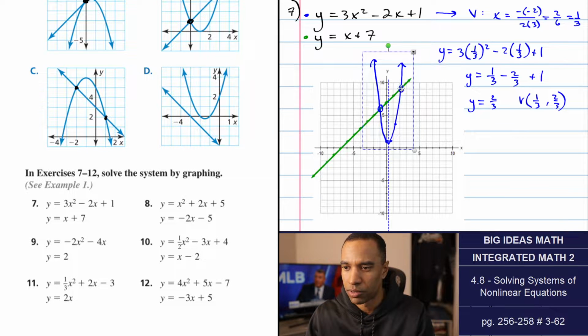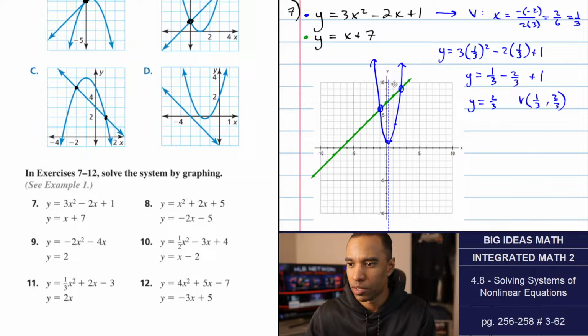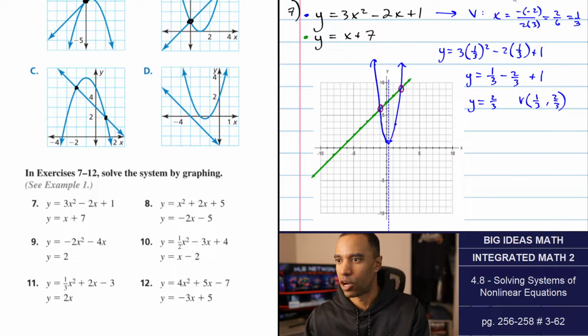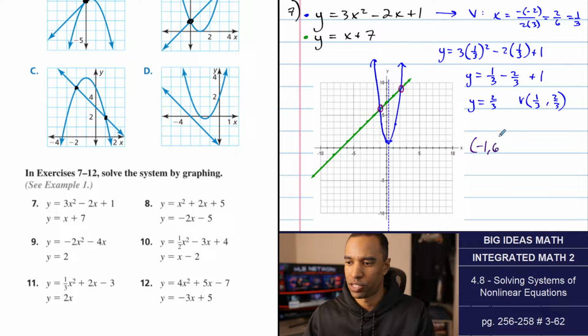Let me actually do this in purple. Oh, that didn't let me separate. Give me one moment. There we go. Purple. All right, so that is at negative 1, 6 and 2, 9. Let's see if those are correct.